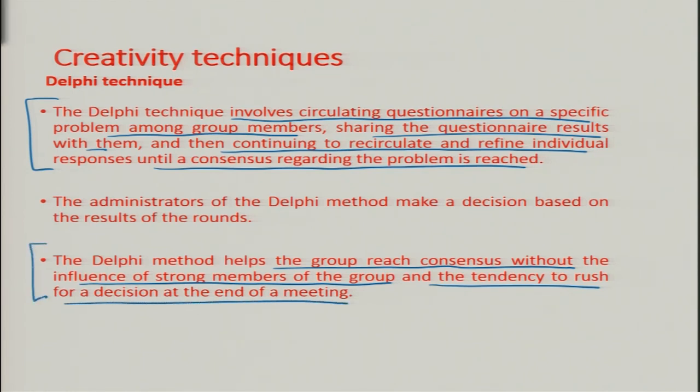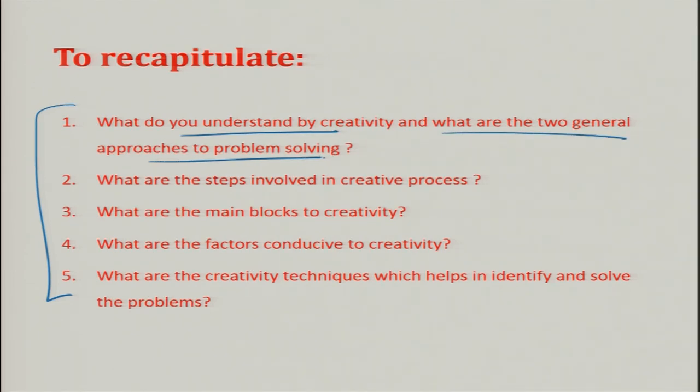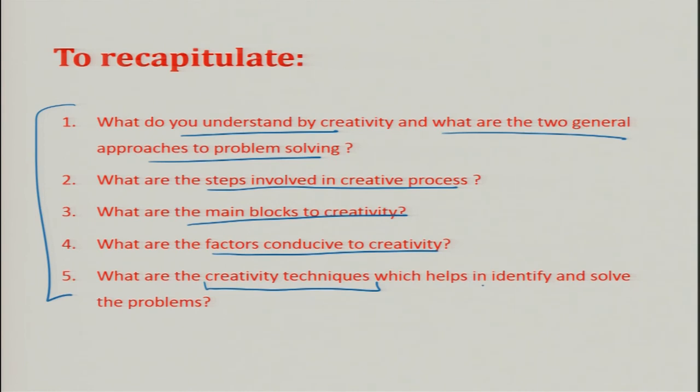So, these are the general creativity techniques which are practiced by various organizations. With this, I would like to give you a task. To recapitulate, we have gone through these things. What do you understand by creativity, and what are the two general approaches of problem solving, analytical and creative problem solving? What are the steps involved in the creative process? What are the main blocks to creativity? What are the factors conducive to creativity? What are the different creativity techniques which help in identifying and solving problems?